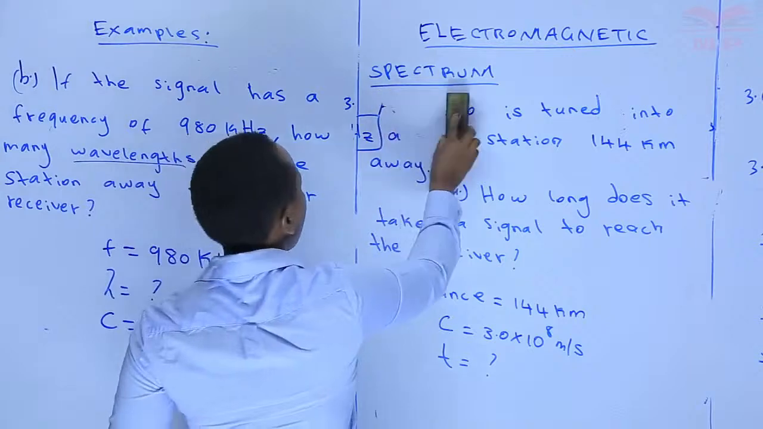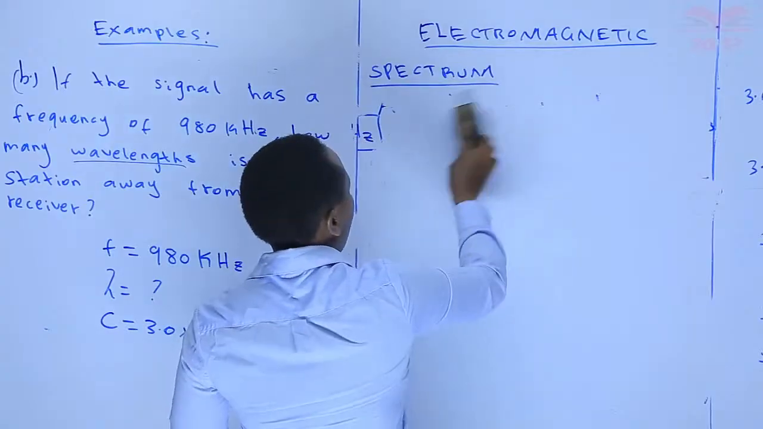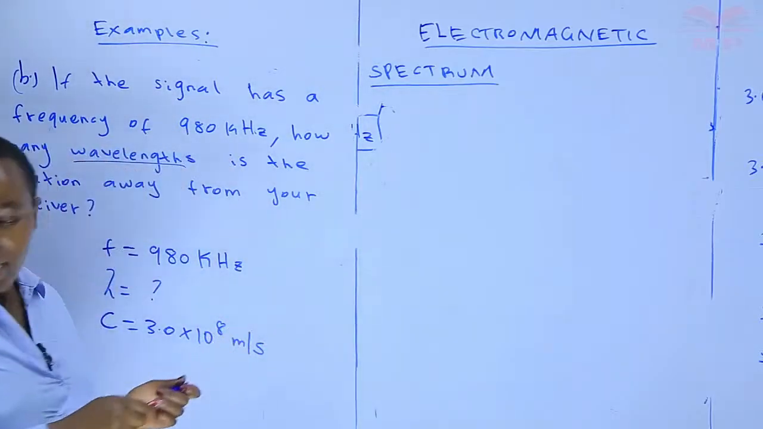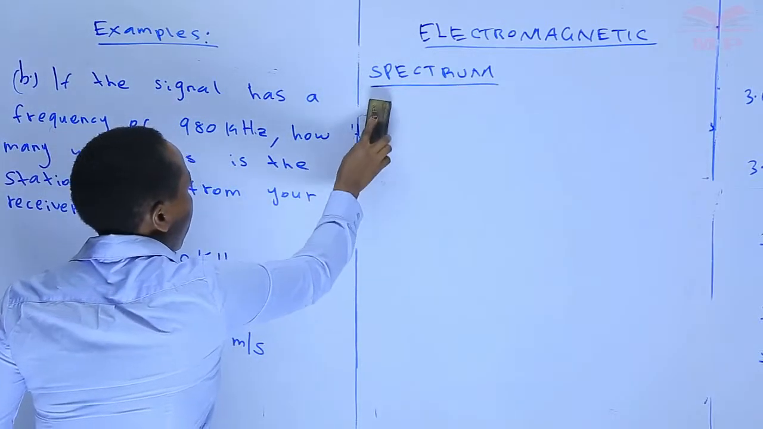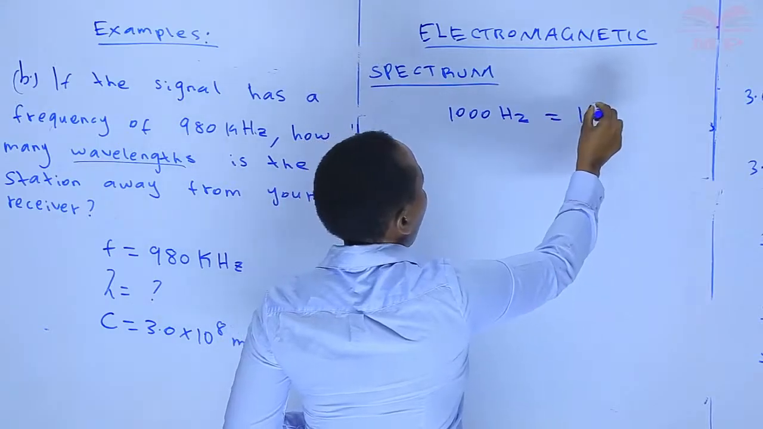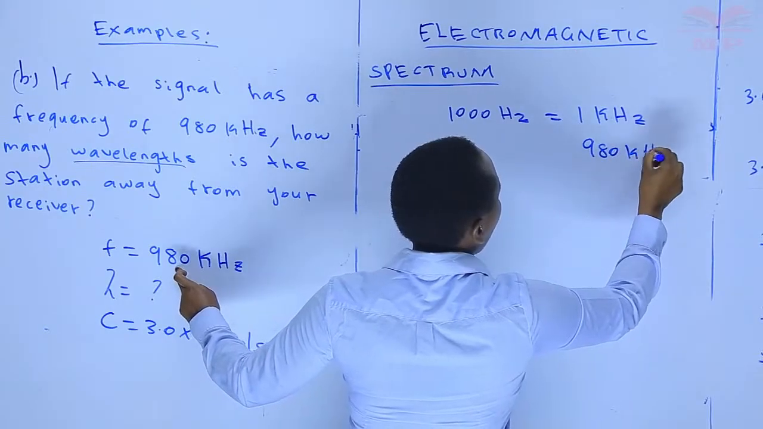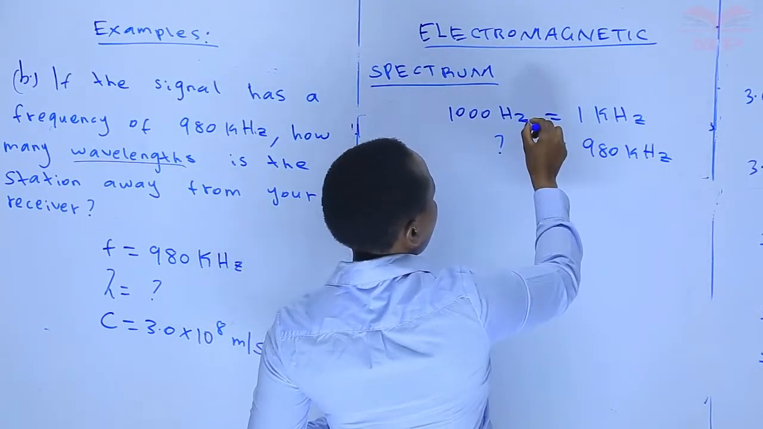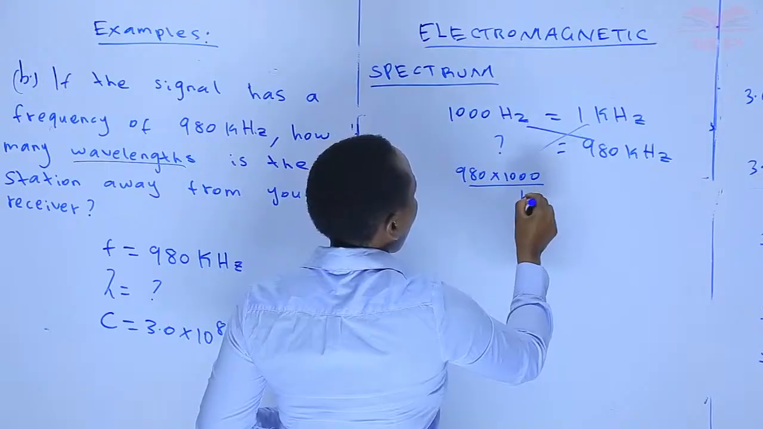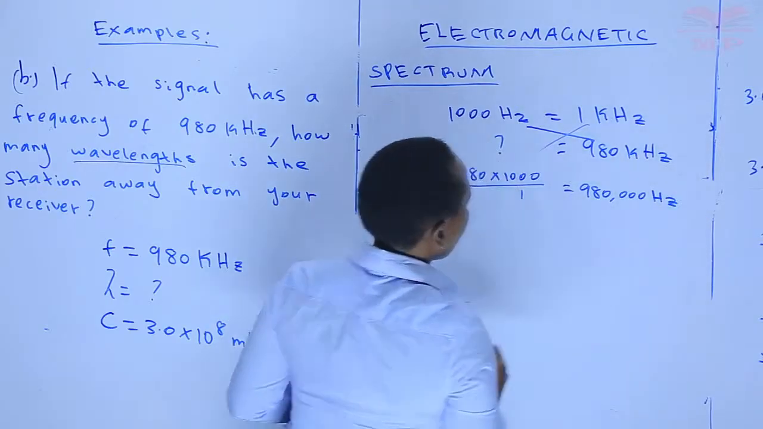So we start by converting the kilohertz into hertz. 1,000 hertz make 1 kilohertz, and here we have 980 kilohertz. So how many hertz are those? We cross multiply, and we end up getting 980 multiplied by 1,000 over 1, which will simply be 980,000 hertz.